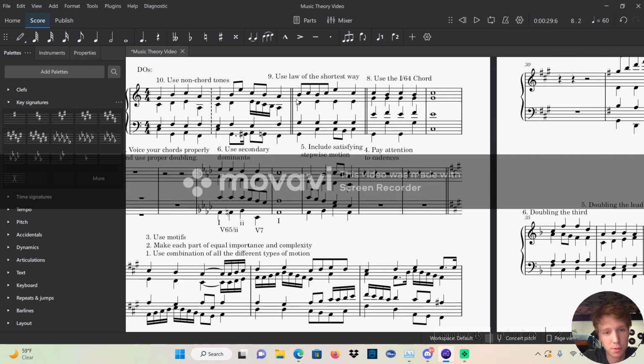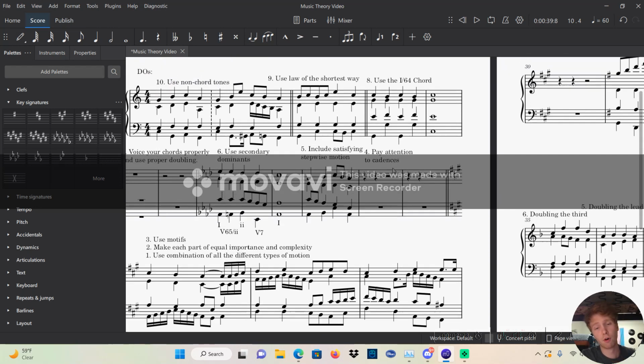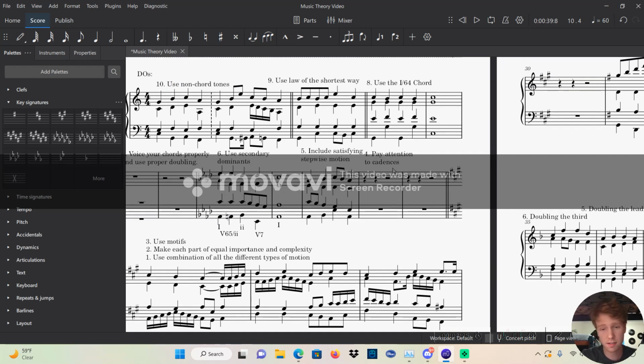This is pretty comparable to number nine, but I included it as its own separate thing because, listen to how nice that was. So I think it's its own separate thing. Yeah. Coming in at number four, we have pay attention to cadences.